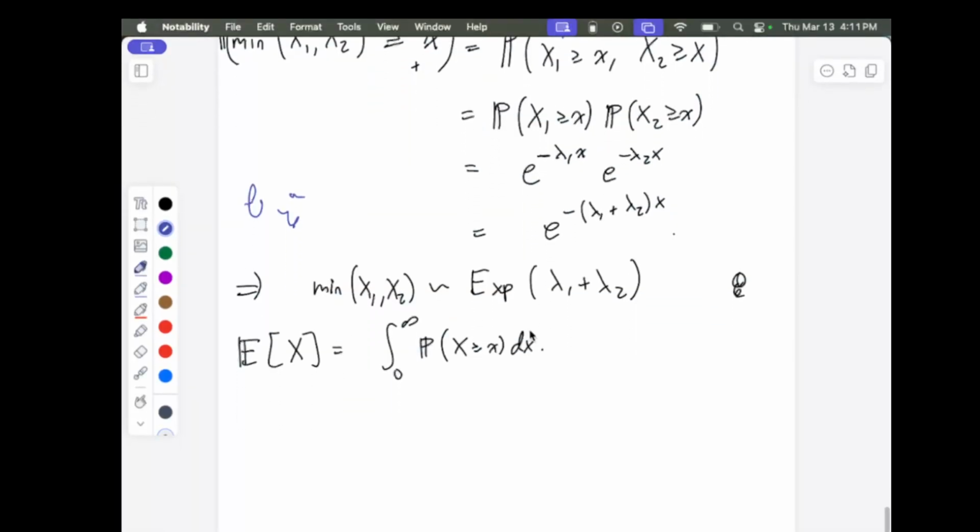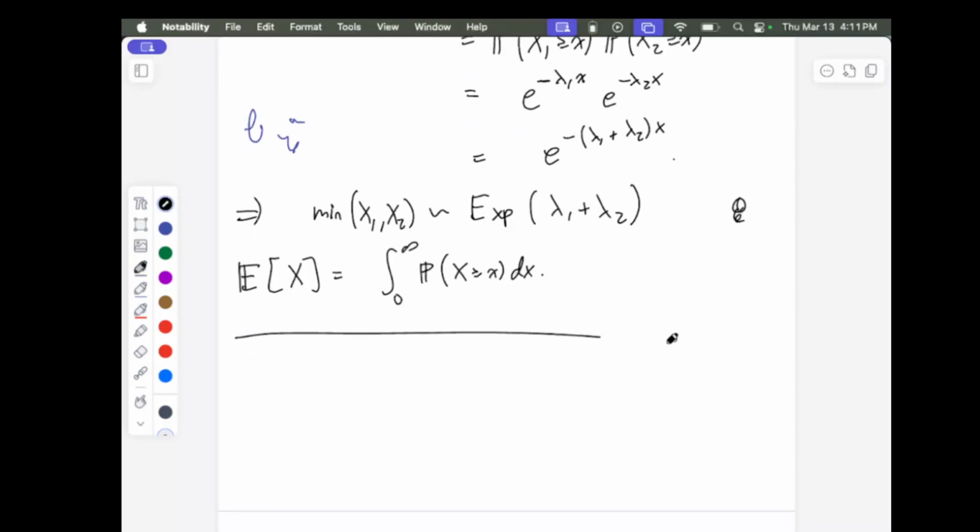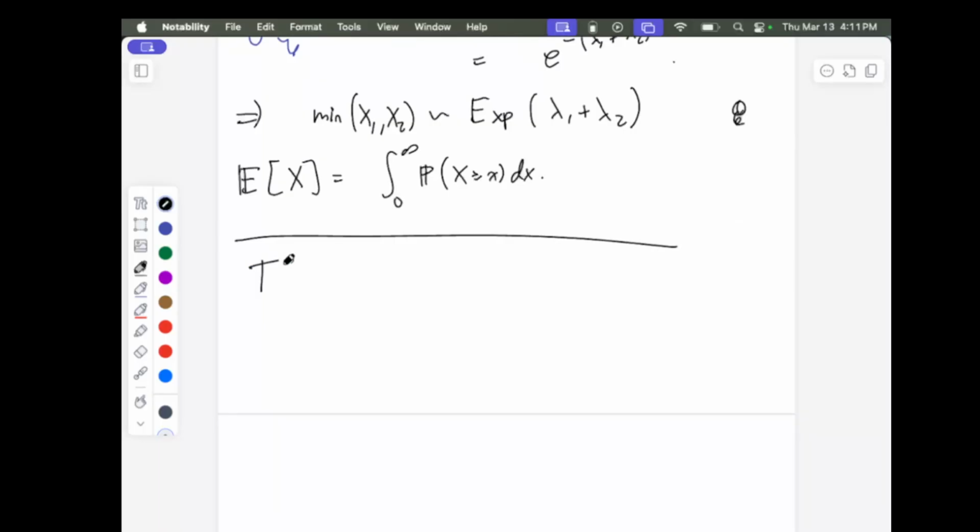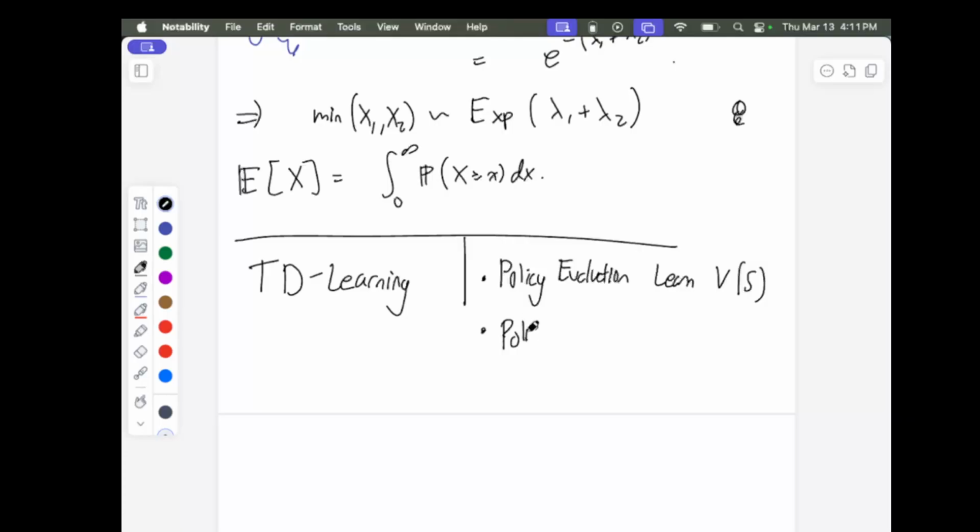Okay, so a couple different things we want to do, and one of them is take what we learned for TD learning, temporal difference learning, from last class. And last class it was only for learning a value function, so it was policy evaluation. Learn V. And one thing we're going to do today is policy improvement. And so we're going to learn the Q function. Learn the Q of S comma A.